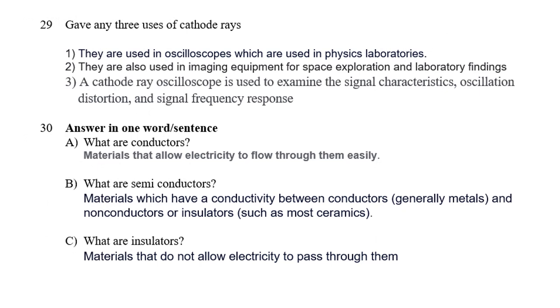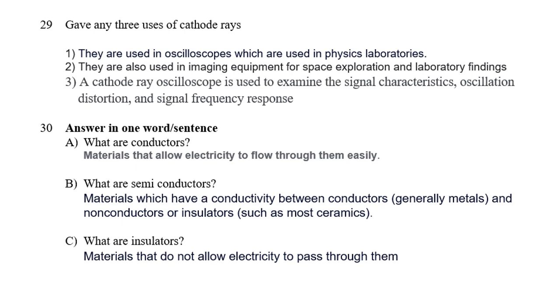Question 29. Give any 3 uses of cathode rays. 1. They are used in oscilloscopes, which are used in physics laboratories. 2. They are also used in imaging equipment for space exploration and laboratory findings. 3. A cathode ray oscilloscope is used to examine the signal characteristics, oscillation, distortion, and signal frequency response.